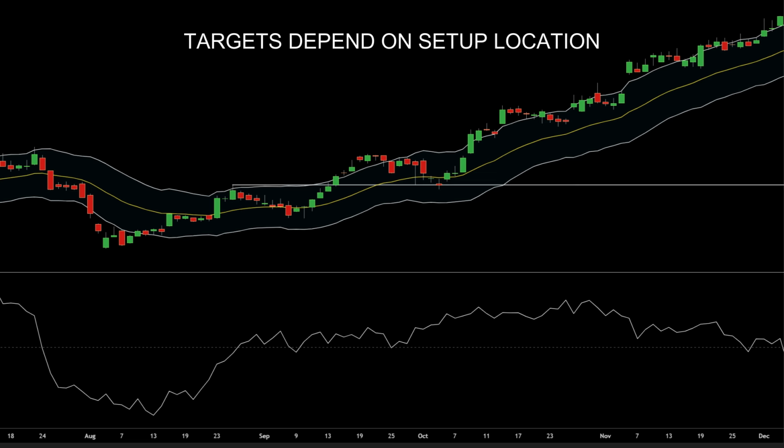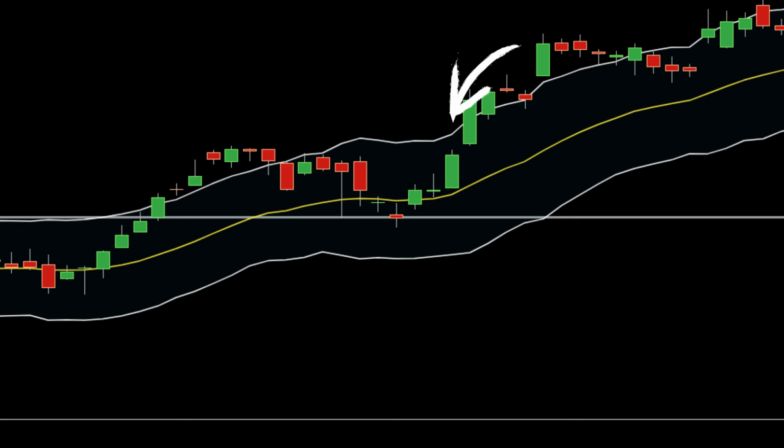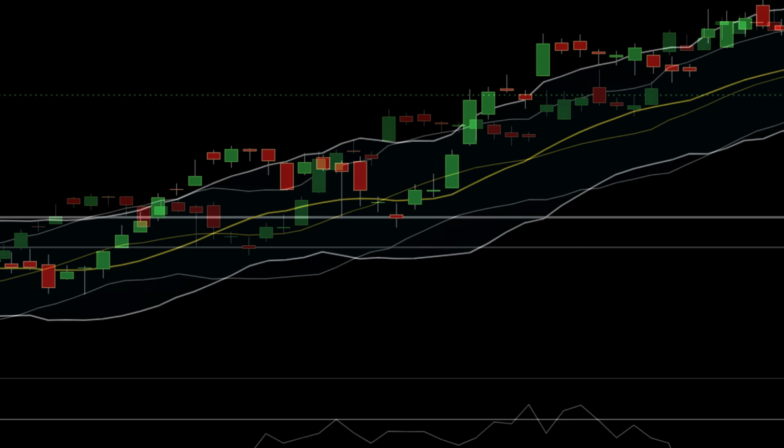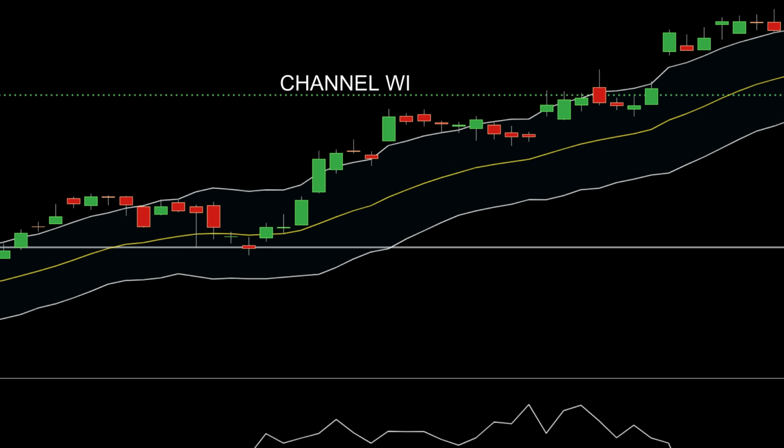Profit targets, this all depends on where your setup is. First, look at the upper channel as your first target. Your second target, if momentum is strong, right, just add the width of the channel to the upper band.